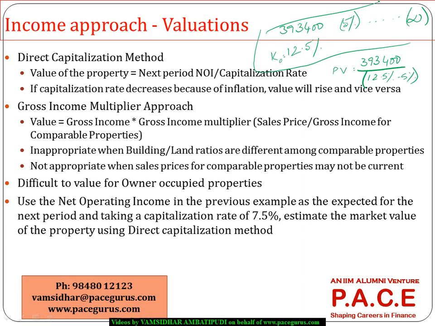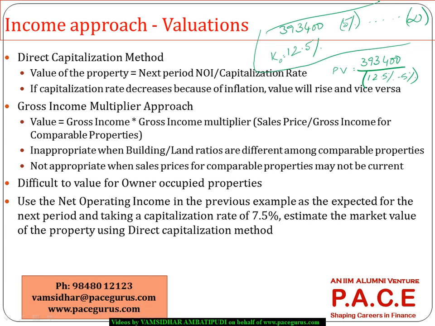Under that kind of an assumption, we find that the value of the property is nothing but the NOI of the next period, D1, which is NOI 1, divided by the capitalization rate. So if the capitalization rate decreases, the value of the property will increase, and vice versa. That's one way, directly looking at the value using the direct capitalization. Once we have computed NOI as well as the capitalization rate, I can use those two values to compute the value of the property.